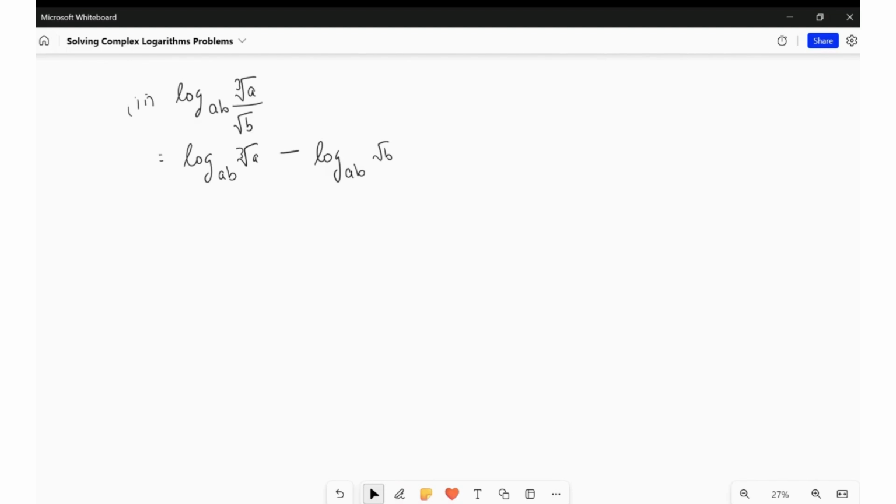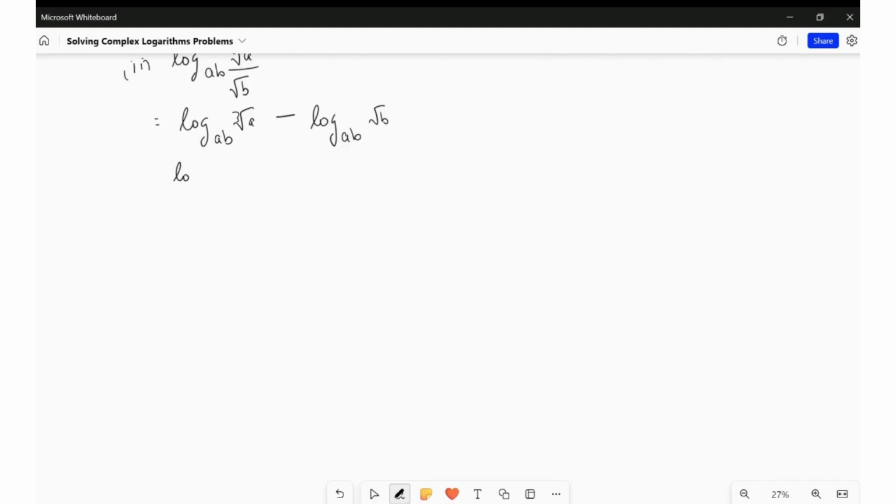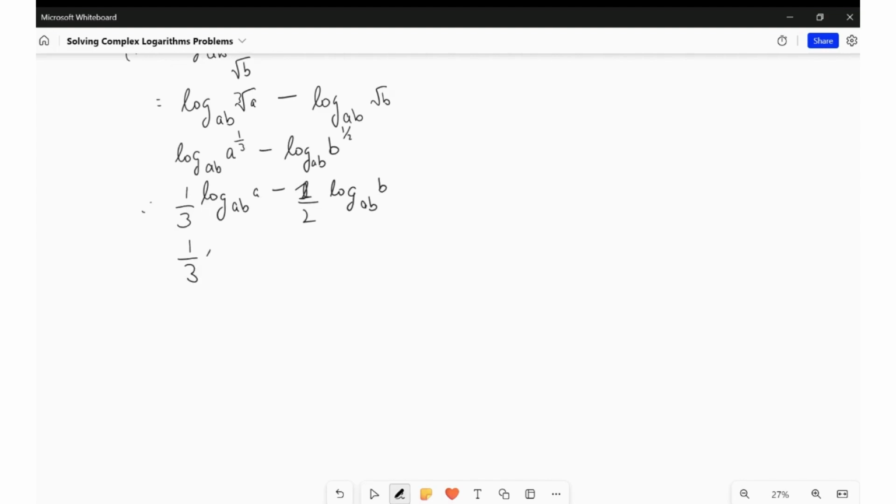Now if we see it clearly, it is just log a to the power 1 by 3 base ab minus log b to the power 1 by 2 base ab. Now it becomes 1 by 3 log a base ab minus 1 by 2 log b base ab. Now log a base ab is 3, we know this value, minus log b base ab is minus 2.